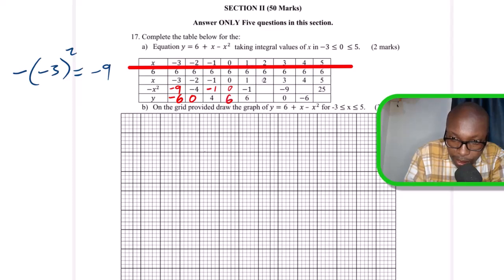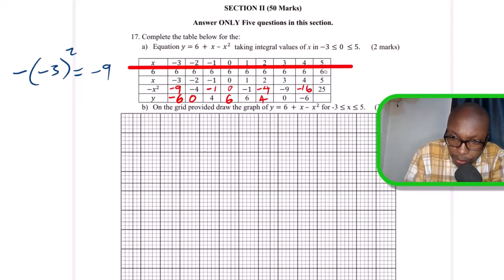And when x is 1, that is filled. When x is 2, this part of -x squared will be -4. So we have 6 plus 2, that is 8. 8 subtract 4, that is 4. And then when x is 3, 6 plus 3 is 9. 9 subtract 9, that is given. Then the other one is -x squared, which will be -16 when you have x as 4.